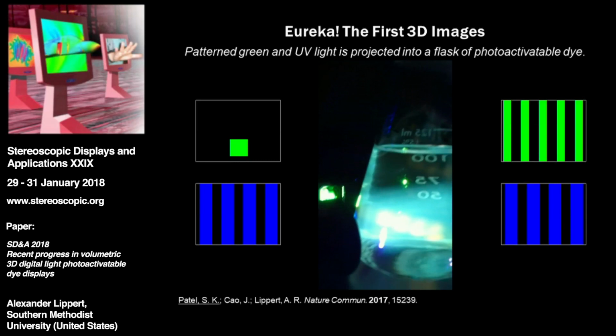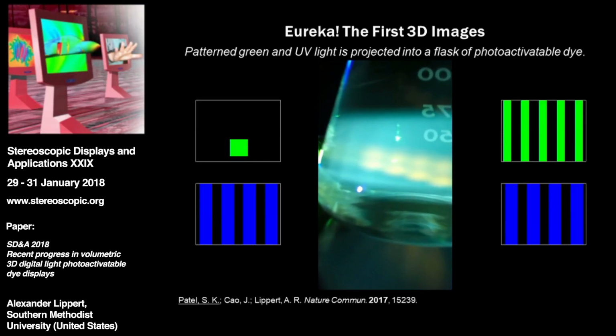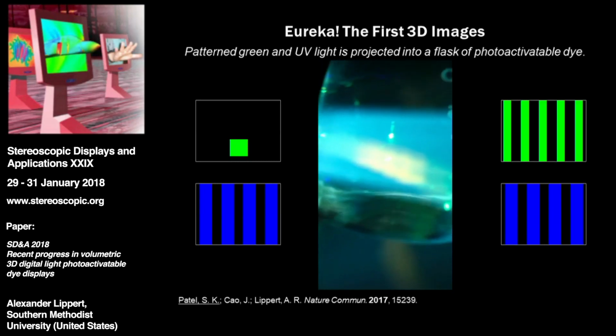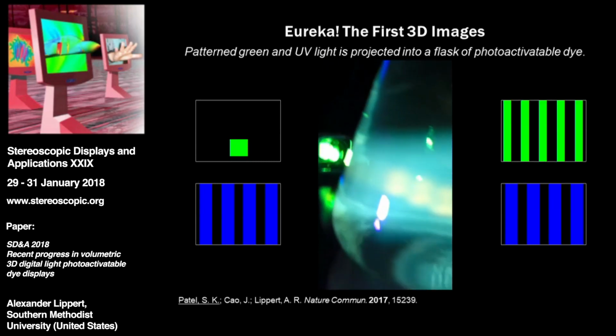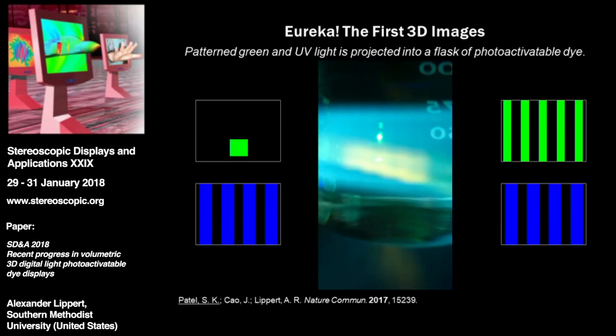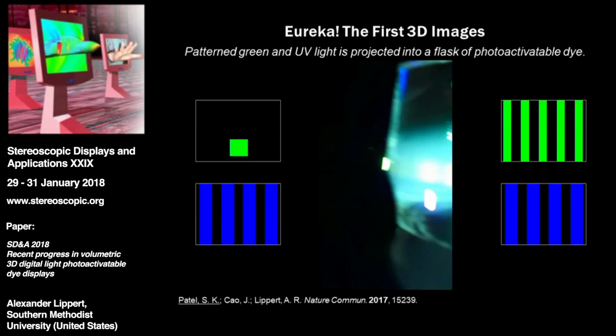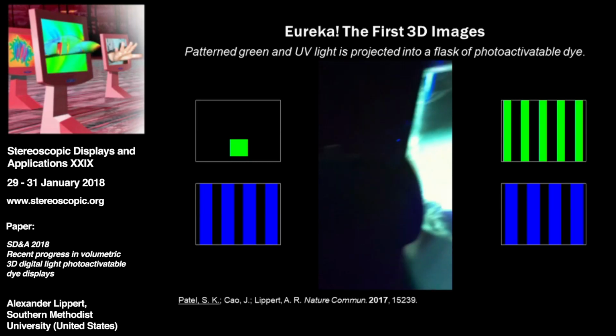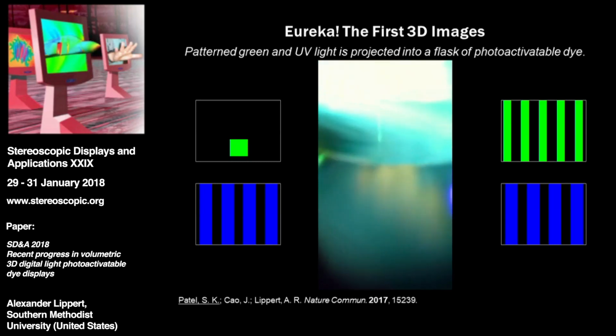So right now we're using PowerPoint to generate these images. From the visible projector, we project a green square. From the UV projector, we have a series of bars. Wherever the visible square intersects with the UV bar, we get a red square in the flask.